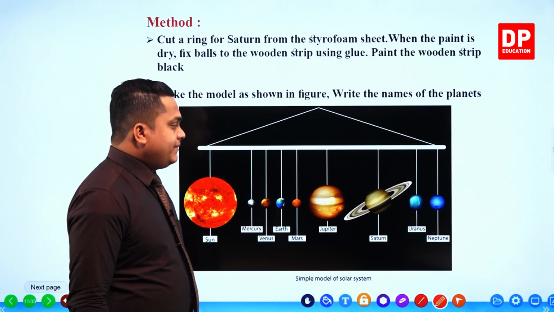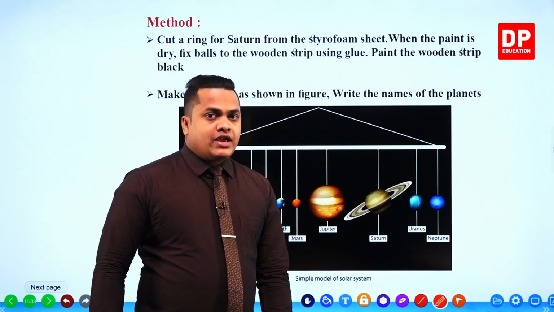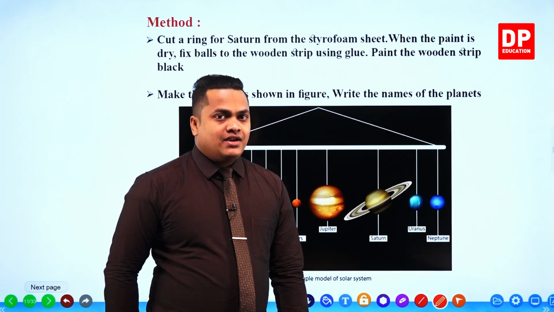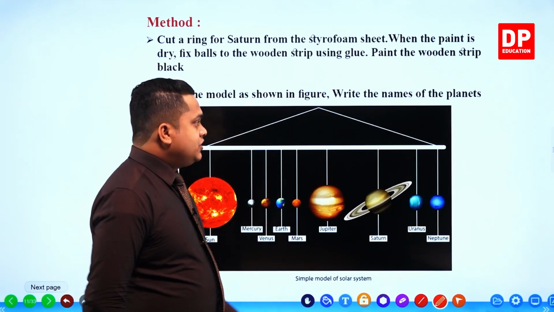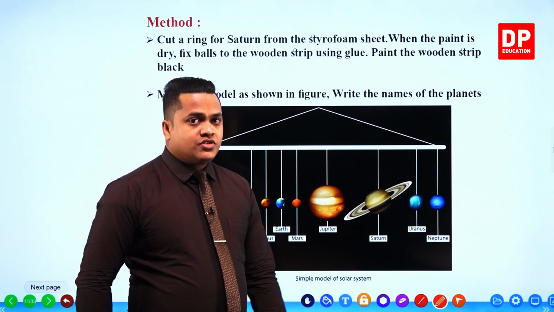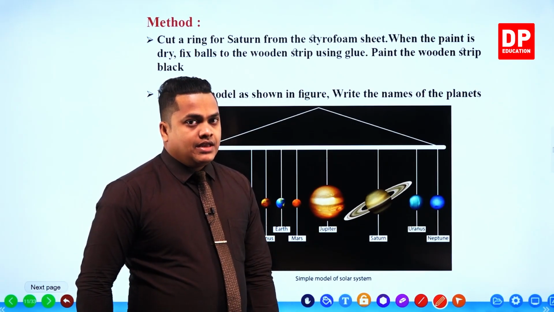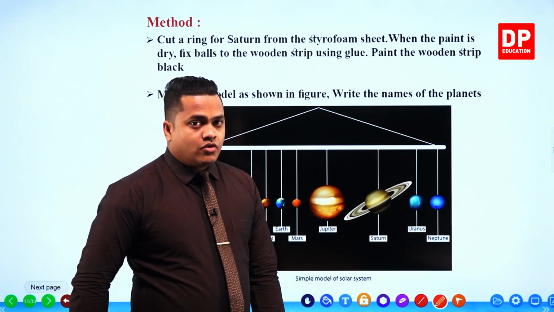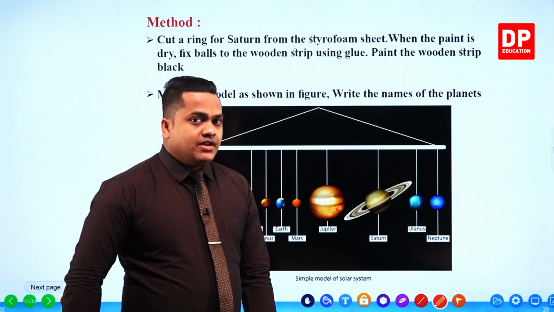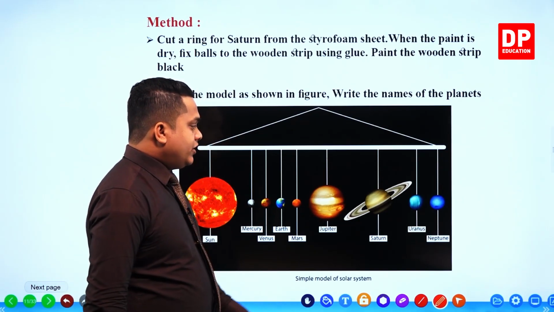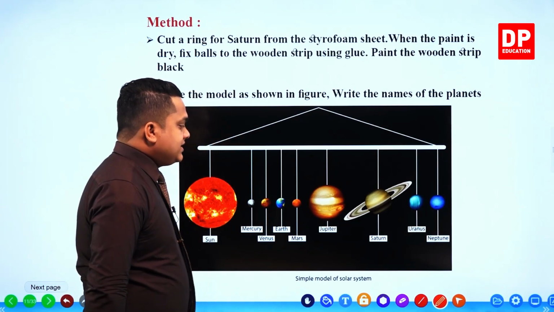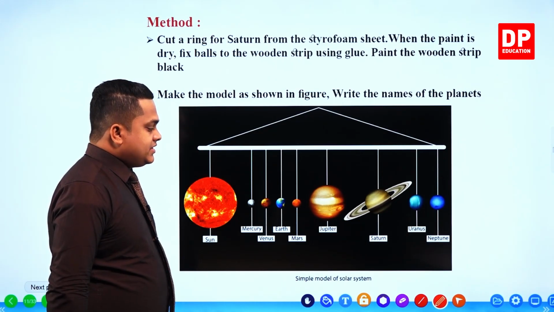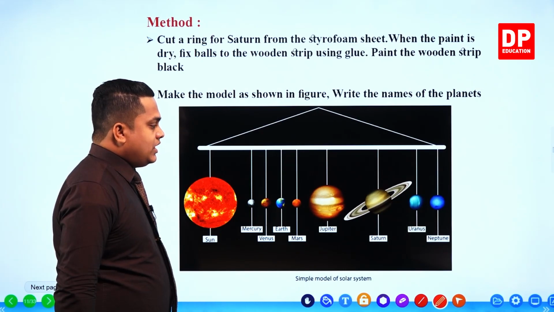Then after that, when the paint is dry, you can use a piece of thread and hang each planet according to the diagram given, using the metal or wooden strip or rod. You can paint the wooden strip or rod black. Then my dear children, you have to prepare the structure according to the given diagram here. So it's very simple, right? It's very simple. So this is the structure of our solar system.